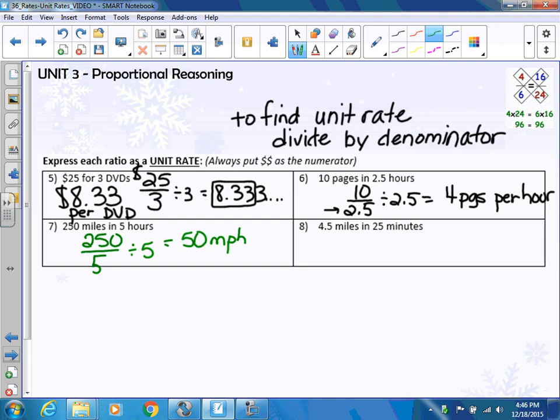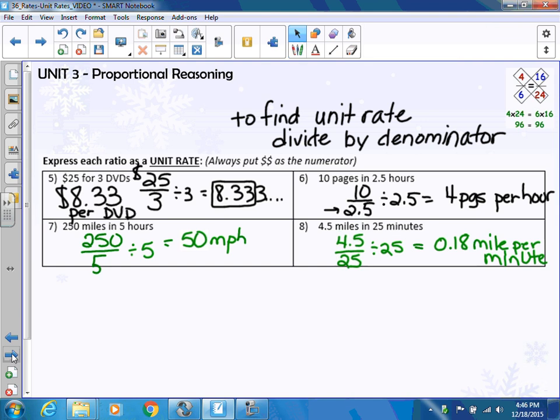But if we think about this one, we're going 4.5 miles in 25 minutes. We're going to divide by 25. And yes, you will get a very tiny decimal. So that means we're going 0.18 or 18/100ths of a mile per minute. And if you think about this, this is similar to what you would maybe do if you were walking, or if a grandma was walking, maybe not you guys, but a grandma.